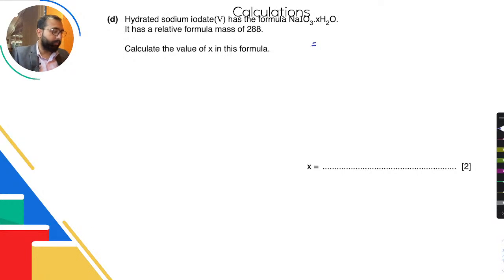Hydrated sodium iodate 5. Now, why is it telling us this? Again, this is something new for us. In O levels, we're used to using old, archaic names. This is an IUPAC name. IUPAC is the organization that names chemicals. In fact, there is actually an organization that names different chemicals.